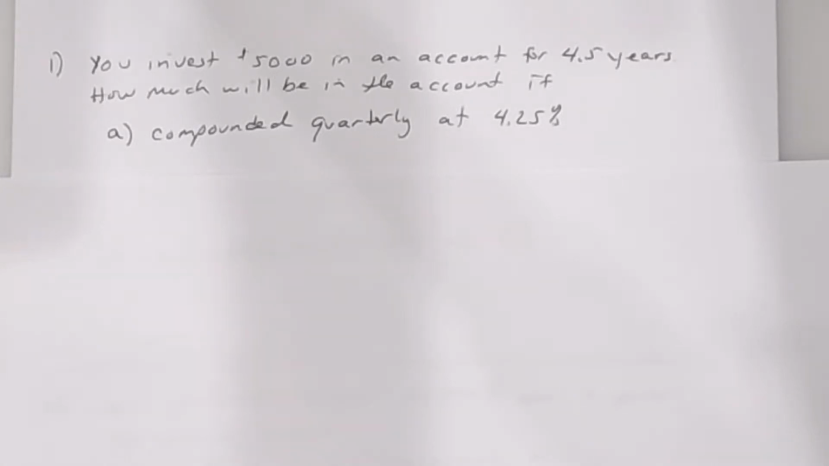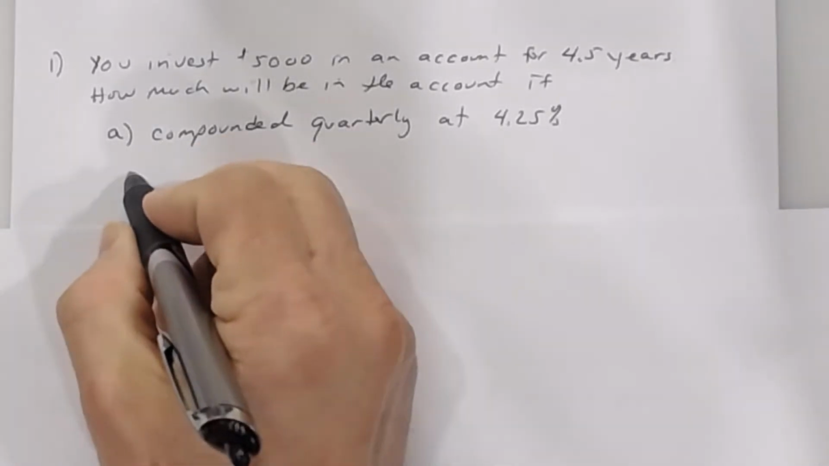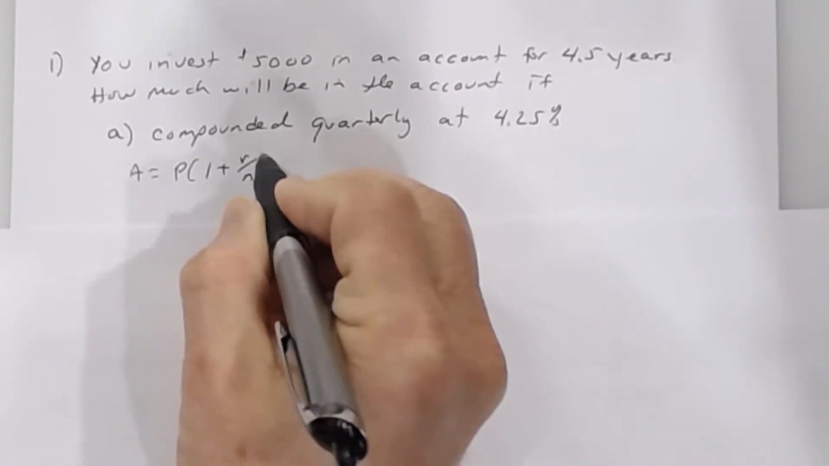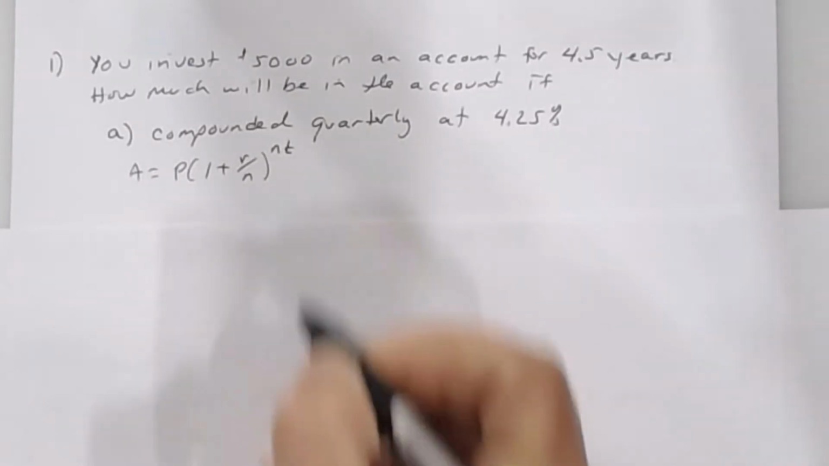Okay, so you invest $5,000 in an account for 4.5 years, and then how much will be in the account if interest is being compounded quarterly at 4.25%? So which formula are you going to use here? The first one. That doesn't tell me much. A equals P times 1 plus R over N, raised to the NT power.